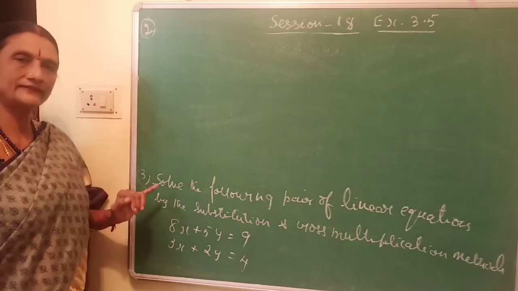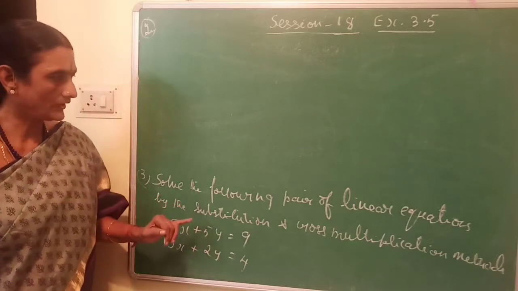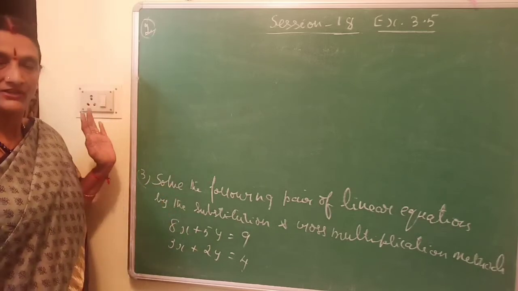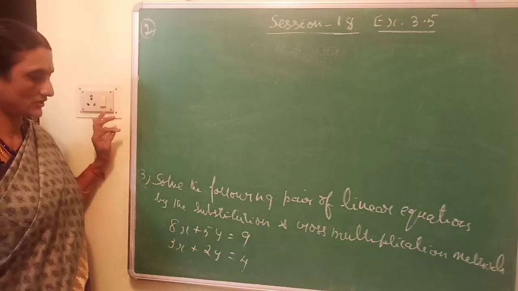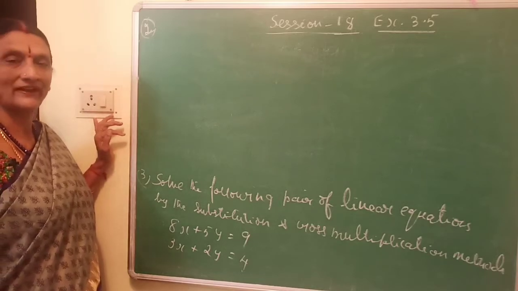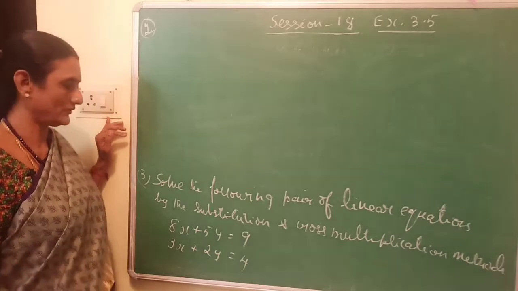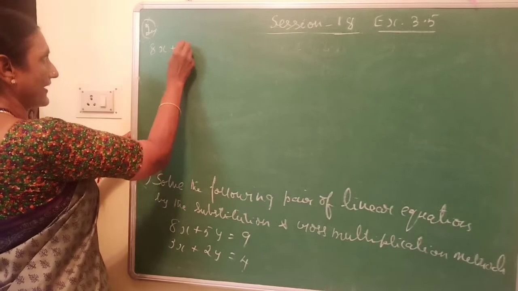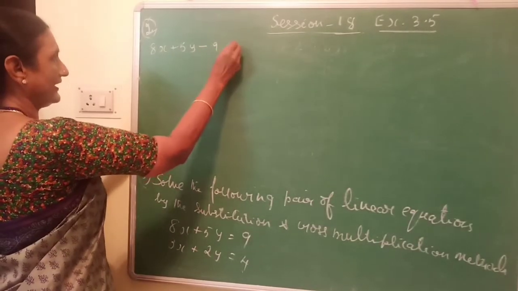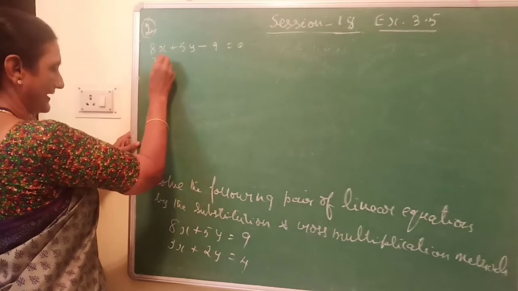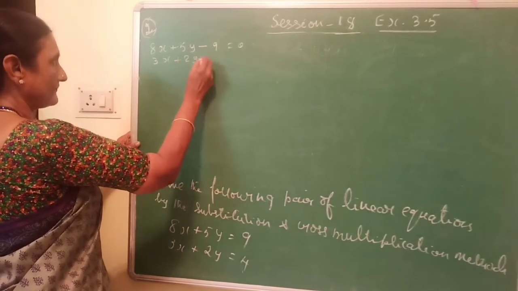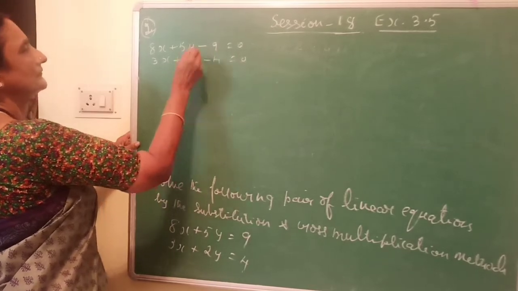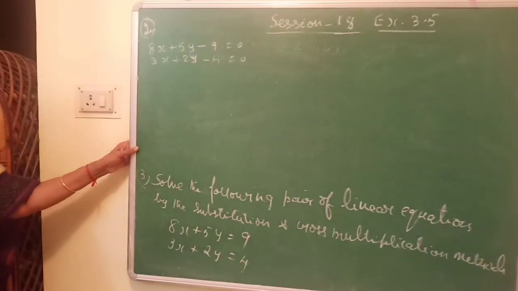Now, we will solve the third equation. Solve the following pair of linear equations by the substitution and cross multiplication method. So you have to use two methods to solve it, and then you have to find out both the methods will give the same solution. Now the first one we will take: 8x plus 5y minus 9 equals 0, and 3x plus 2y minus 4 equal to 0. Now here, this we are going to solve by the substitution method.